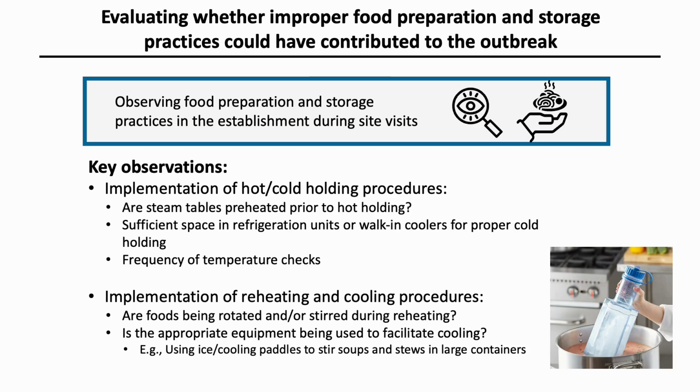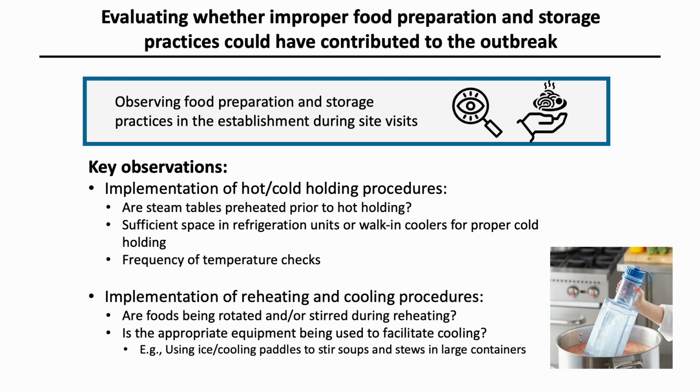When conducting site visits at the establishments, environmental health investigators should also closely observe how food is routinely prepared and stored. During these observations, one key thing to take note of is how procedures for hot and cold holding are implemented in the establishment. For example, are steam tables preheated prior to hot holding? Is there sufficient space in refrigeration units or walk-in coolers between food products to allow for proper cold holding? And how frequently are food handlers checking the temperature of foods when serving foods that are temporarily being hot held or cold held?